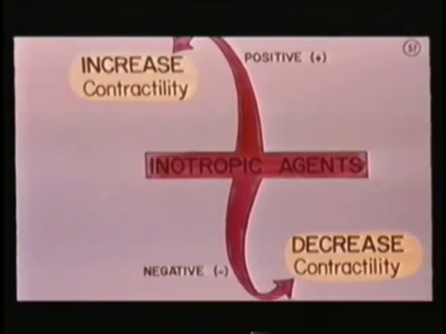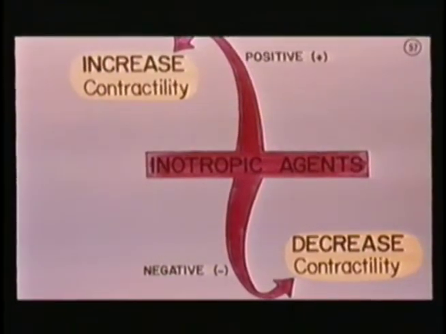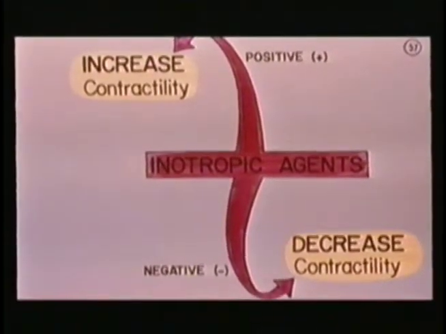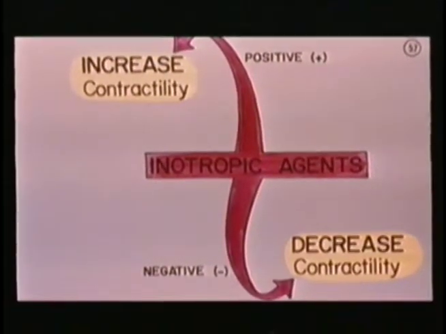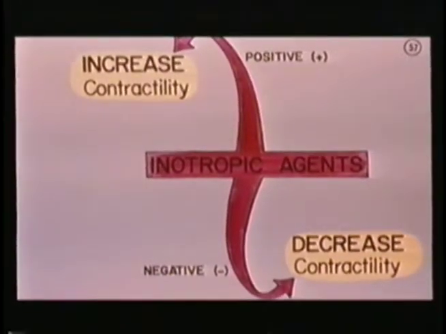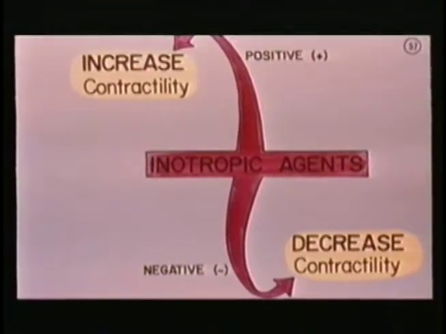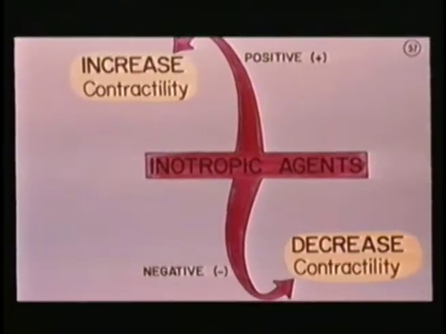Agents which increase the contractility of the muscle do so by increasing the level of activation. These are called positive inotropic agents. Negative inotropic agents are those which decrease the contractility of the muscle by decreasing the average level of myofilament activation during the contraction.